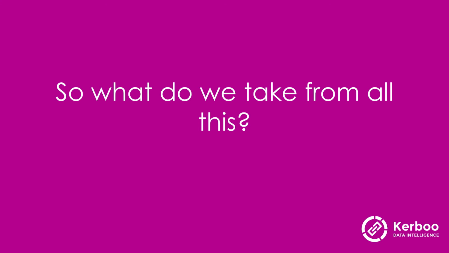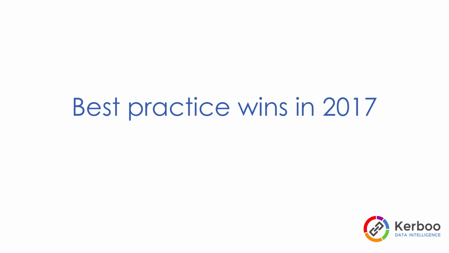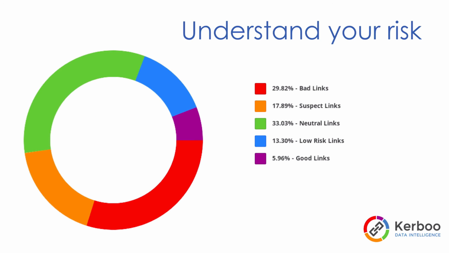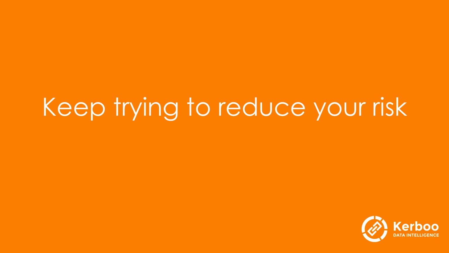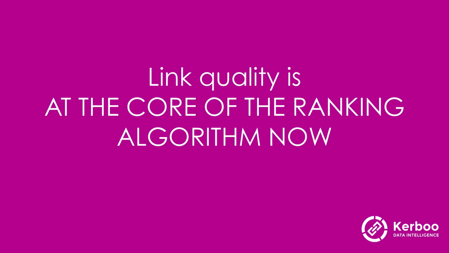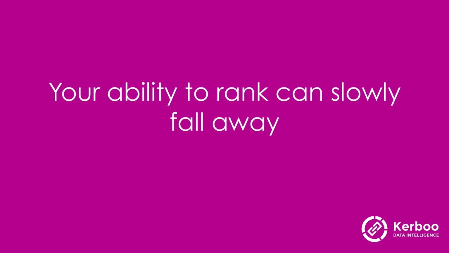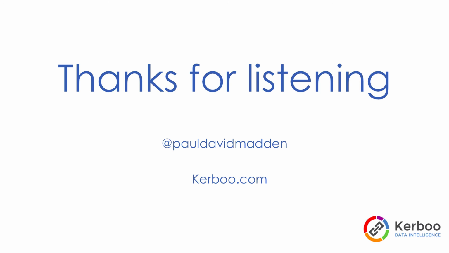So what do we take from all this? Well, best practice wins in 2017. Best practice is understanding your profile, understanding your link risk, and understanding what to do about it. And keep trying to reduce that risk, because link quality is now at the core of the ranking algorithm. Hugely important point. The quality of your links and their ability to pass their value and their ability to pass their risk is at the core of the ranking algorithm. It is what makes the difference. And if you don't try to understand it and take steps to slowly improve it, your ability to rank can slowly fall away.